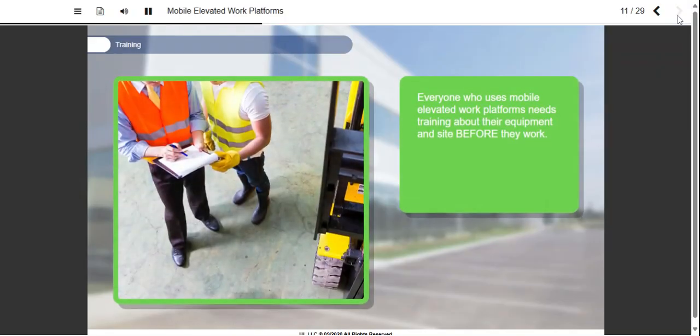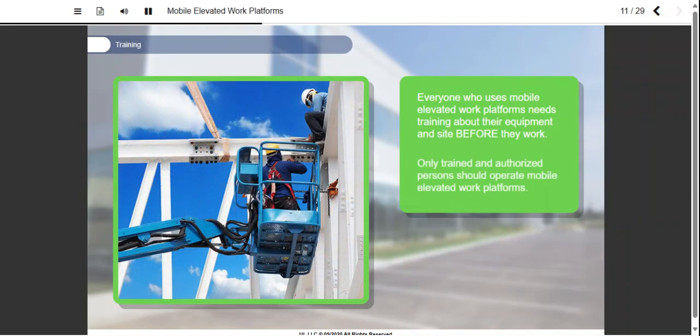Workers need training about the specific equipment they will use and their work site's hazards and safety considerations before they use the equipment. Due to its potential dangers, only trained and authorized persons should operate mobile elevated work platforms.